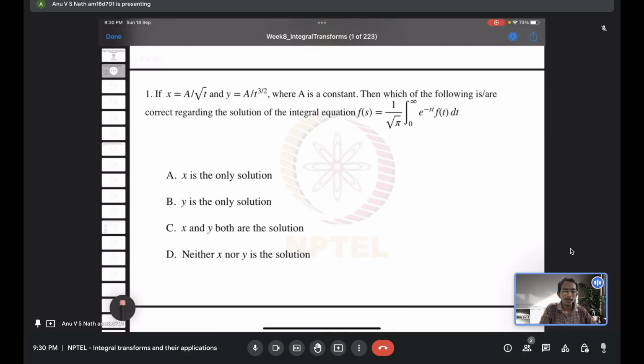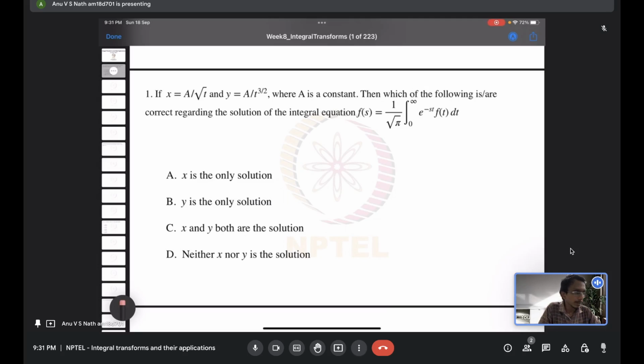So I have the first question. If x equal to a by root t and y equal to a by t raised to 3 by 2, where a is some constant, then which of the following is correct regarding the solution of the integral equation? An integral equation is given, which is f of s is equal to 1 by square root of pi integral 0 to infinity exponential of minus st f of t dt. Let me tell you this is actually not related to Legendre transform. It's basically the Laplace transform, as you may have figured out. The kernel is actually exponential of minus st, which is related to Laplace transform.